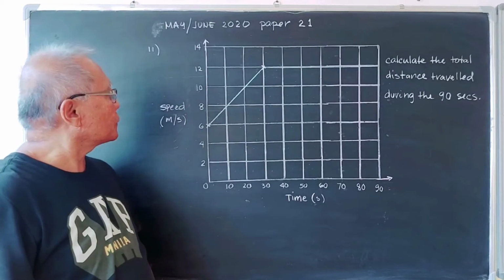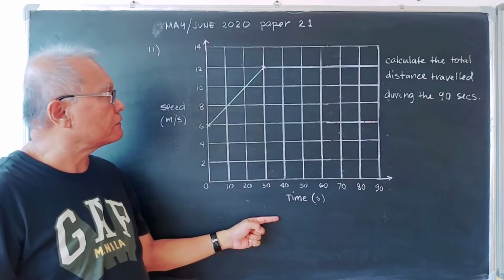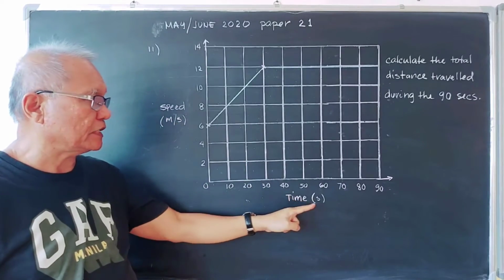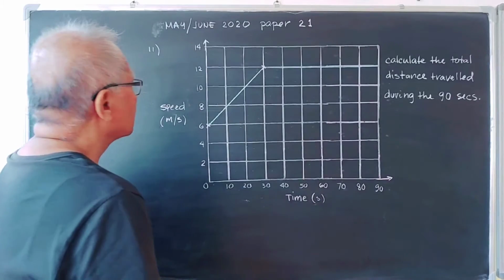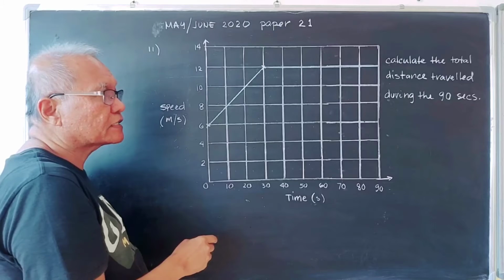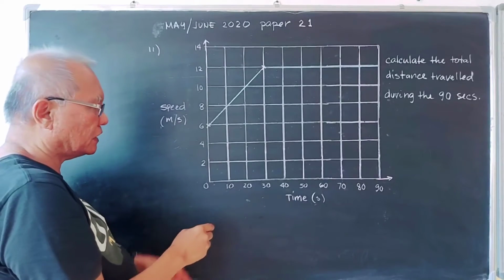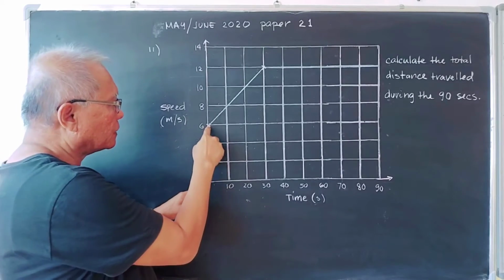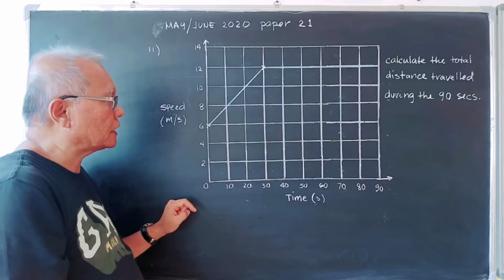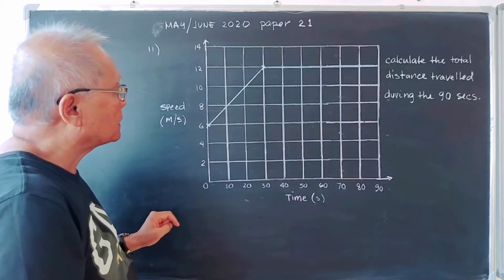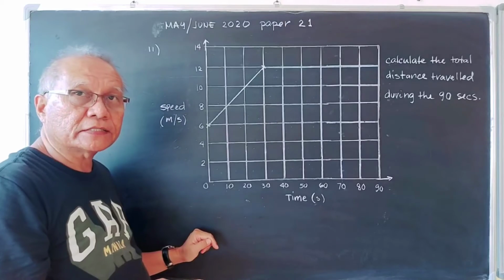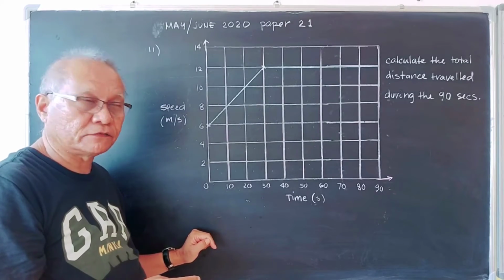Number 11, class, we have a speed time graph. The speed is in meter per second, and our time is in seconds. Here, we have to calculate the total distance traveled during the 90 seconds. So from here up to 90 seconds, we are going to compute the total distance. What is the distance in a speed time graph? That is the area under the curve.